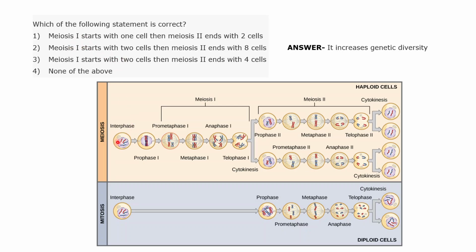If there are 2 cells that are starting meiosis 1, at the end of meiosis 1 it forms 4 cells, and at the end of meiosis 2, if each and every cell enters into meiosis 2, then it forms 8 cells. So option number 2 is the answer. Some of the questions will be like this in different cases, so I thought that this question would be helpful. So is this clear, or should I explain it once more?